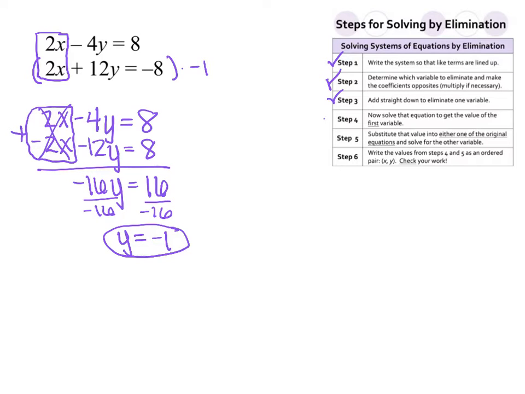Once I found y, my next step is to go back and find x. So if I want to go back and find x, I have to go back and put negative 1 in for y in one of my original equations. I'm going to use the top one: 2x minus 4y equals 8. So 2x minus 4 times negative 1 equals 8.